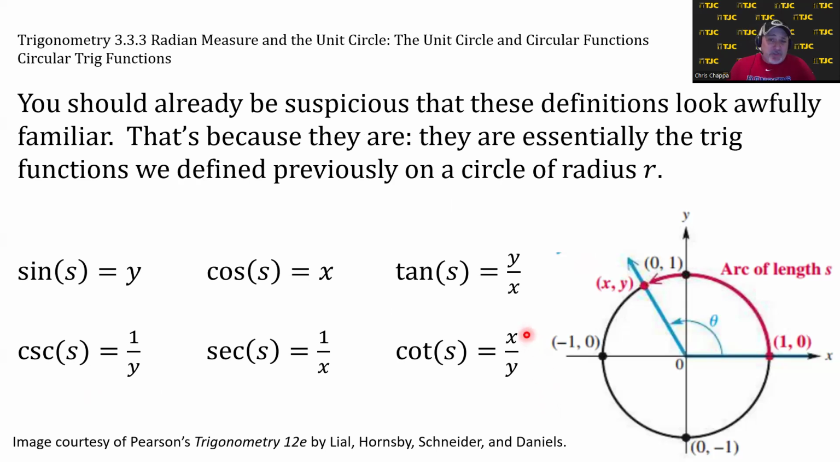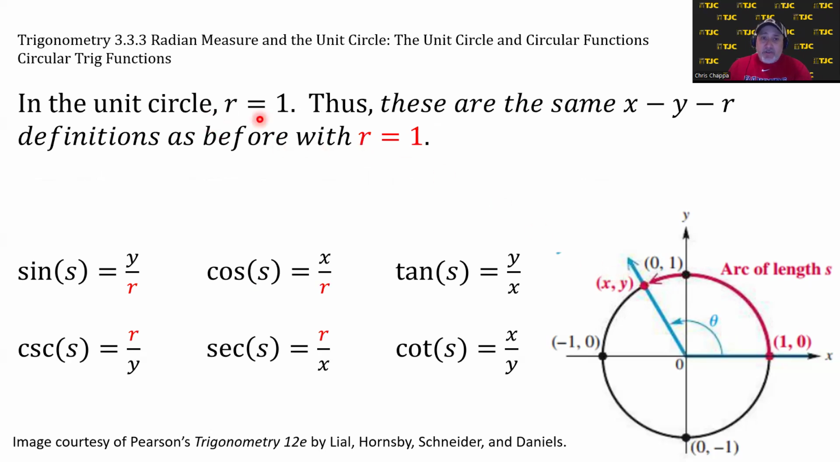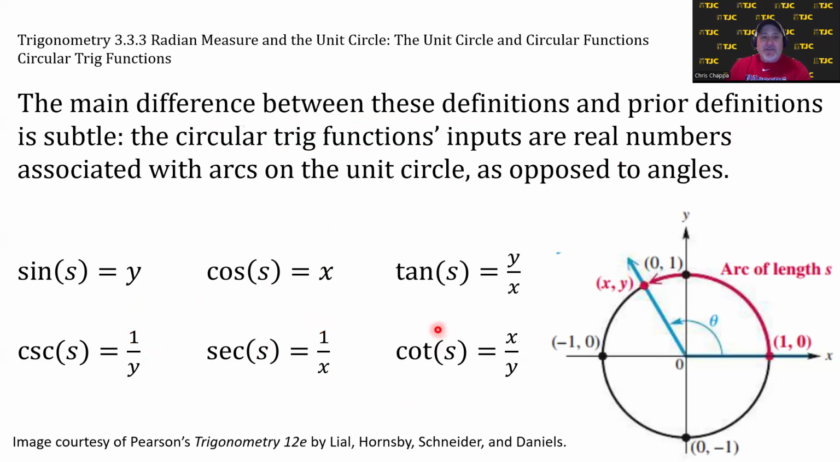Now, you should already be suspicious that these definitions look awfully familiar. That's because they are. They're essentially the trig functions we defined previously in a circle of radius r. In other words, they looked like this previously when we just had a generic angle in standard position with any radius r, and here were our trig functions. But in the unit circle, r is equal to 1. Thus, these are the same x, y, r definitions as before with radius equal to 1. So all the r's become 1s, and we end up getting these definitions.